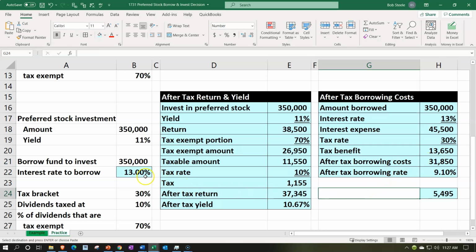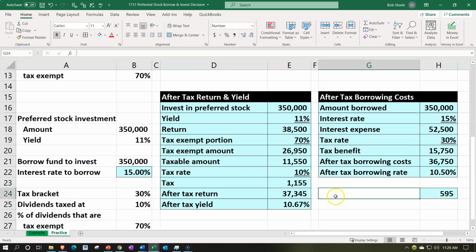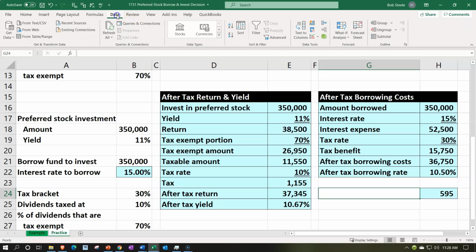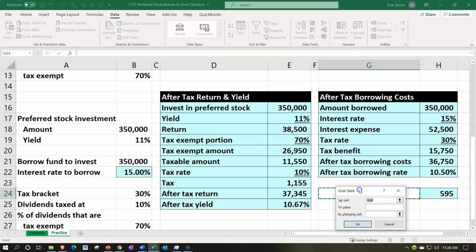So to do that, we could just start to change the interest rate. And we say, well, what does 14% do and 15% and so on? Or we could use GoalSeek to do that kind of calculation. So let's go ahead and do that. We're going to go to the Data tab up top. We're going to go to the Forecast, What If Analysis, GoalSeek, and I want to set them. I would like to set.